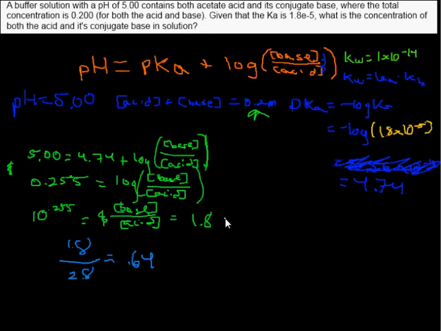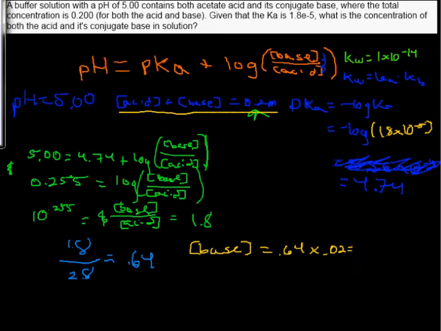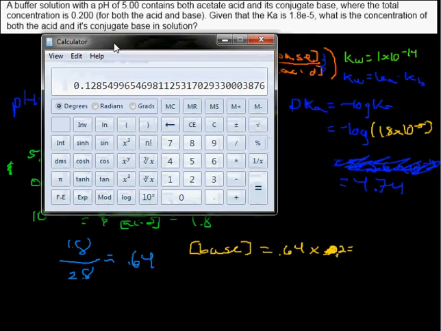So now that we have that, we just take this and multiply by that, and then plug it into this equation, and solve for the concentration of the acid. So, the concentration of the base is equal to 0.64 times 0.2, I should say. That's its concentration, 0.129.